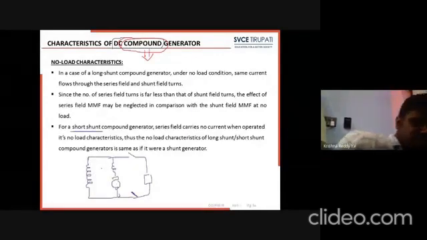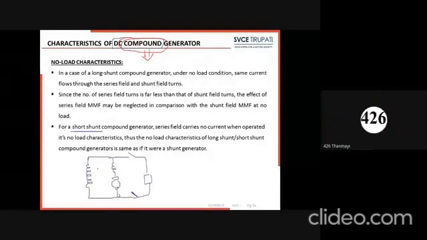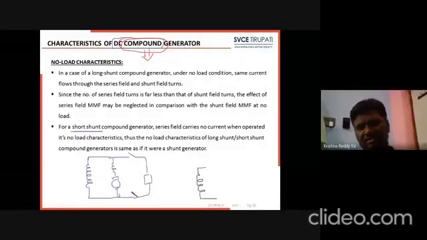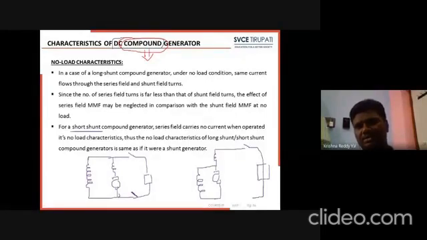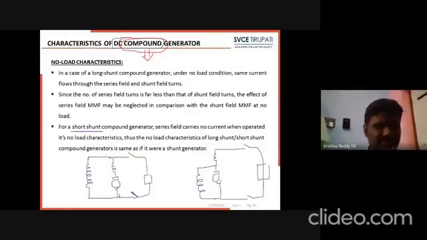Now tell me, short shunt compound generator. If it is parallel with only the armature, then it is called short shunt. In a short shunt compound generator, the shunt field winding is only in parallel with the armature. Then it is known as short shunt compound. After that, we connect the series field winding like this, and here we have the load. This is the difference between short shunt and long shunt compound generators. This is long shunt. This is short shunt.